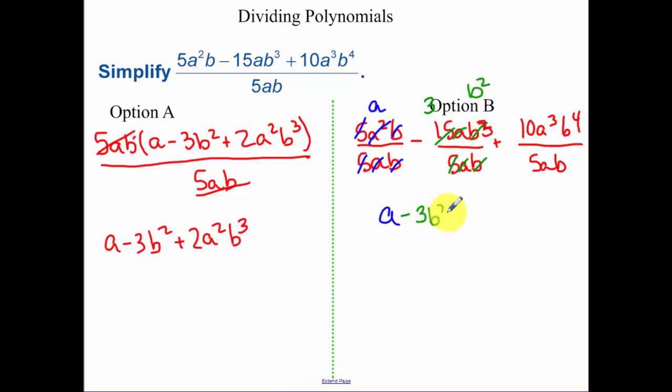I was cheating and looking over at this example because I knew these should work out to be the same thing. Plus, that changes to be a 2A squared and B to the third. And again, these two things worked out to be the same thing.